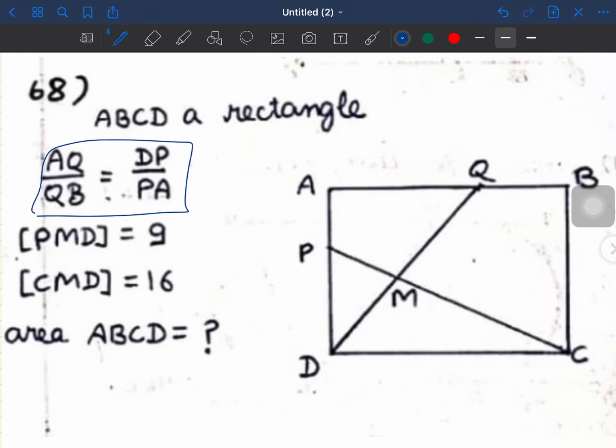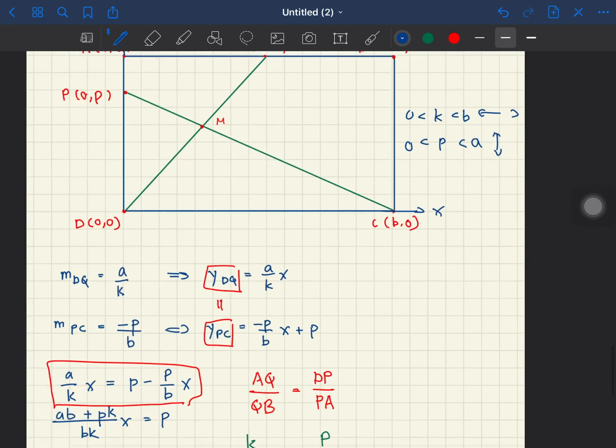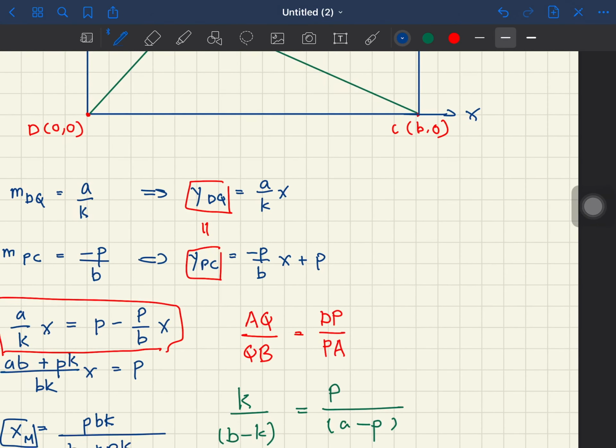So AQ over QB, and then I've written them down, this one. So AQ over QB equals DP over PA, and these are the lines, and then we can name them as a distance. Okay, we can just think that the distance of AQ over the distance of QB is equal to the distance of DP over the distance of PA.